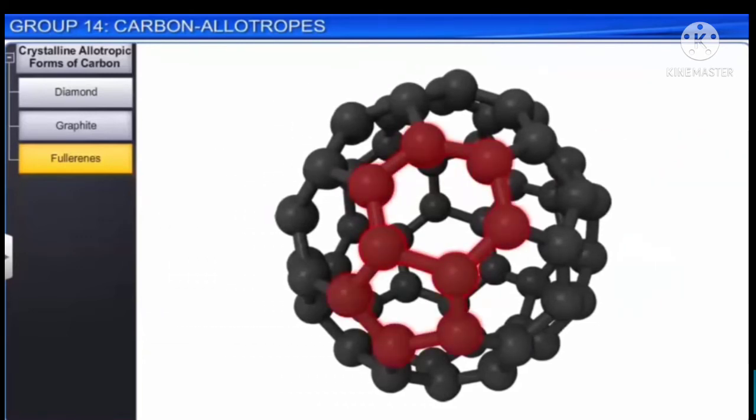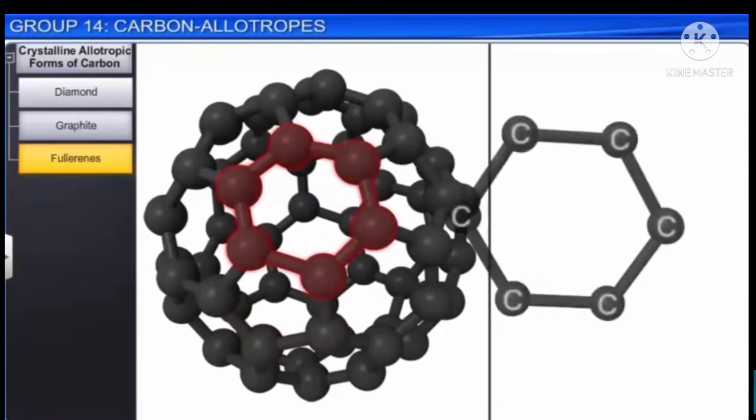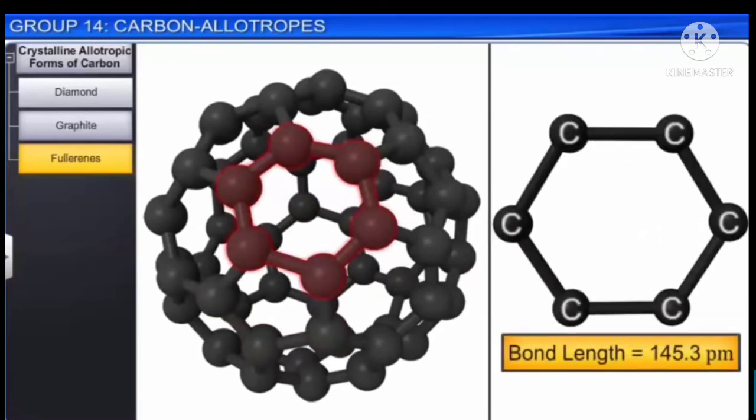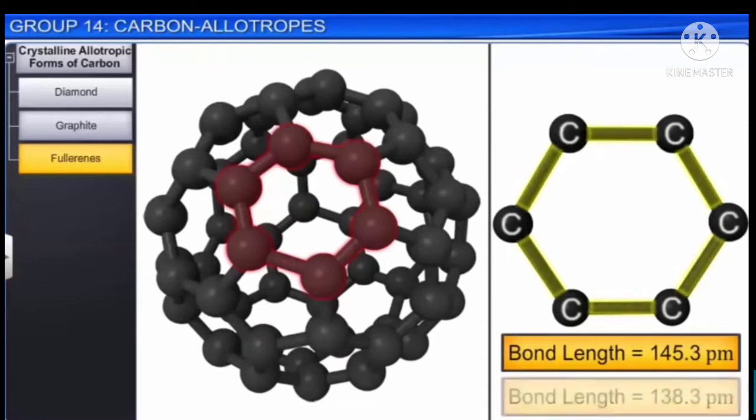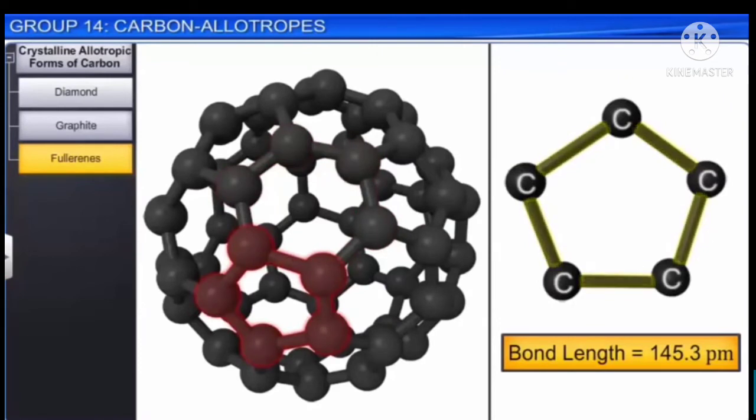Two different bond lengths are observed in Buckminsterfullerene. The carbon-carbon single and double bond lengths, as observed in C60, are 145.3 and 138.3 picometers, respectively. Each carbon atom forms formally 2 carbon-carbon single bonds and 1 carbon-carbon double bond.